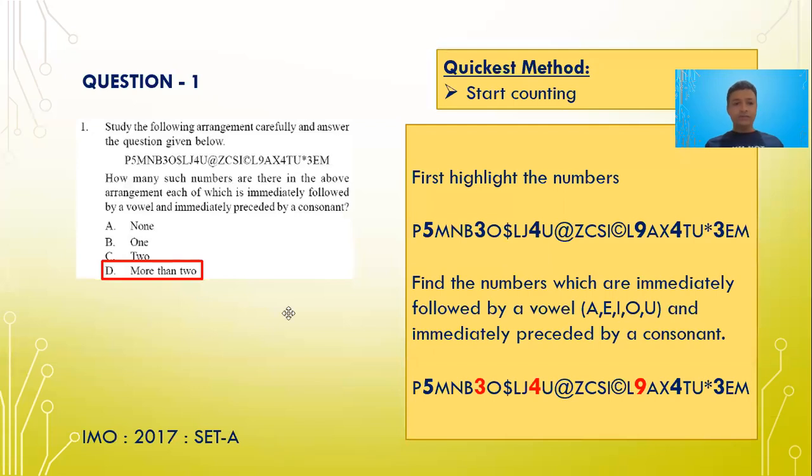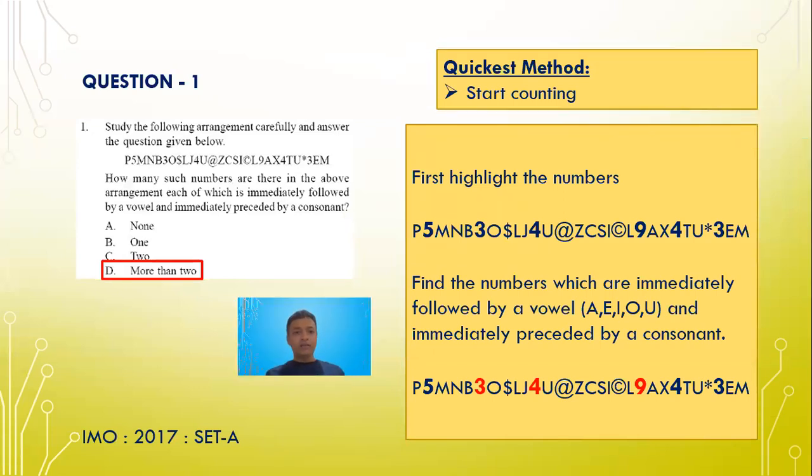Okay, so first one, study the following arrangement carefully and answer the question given below. There are a series of alphabets and numbers and special characters. How many such numbers are there in the above arrangement, each of which is immediately followed by a vowel and immediately preceded by a consonant? Okay, so here immediately you have to start counting. First highlight the numbers because you have to find the numbers.